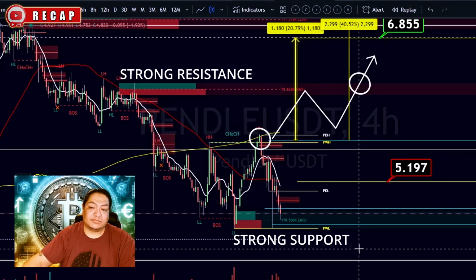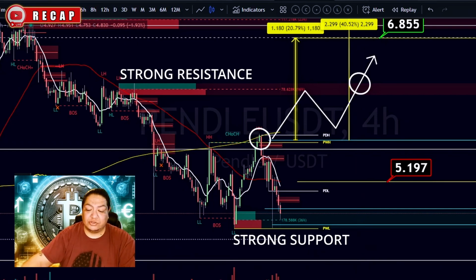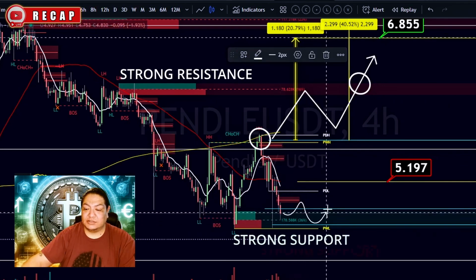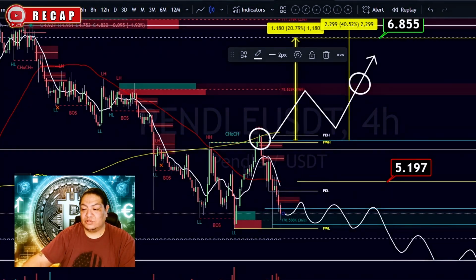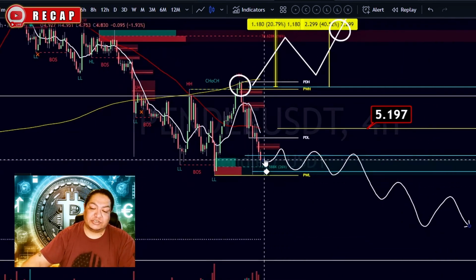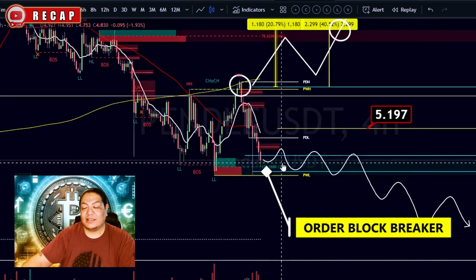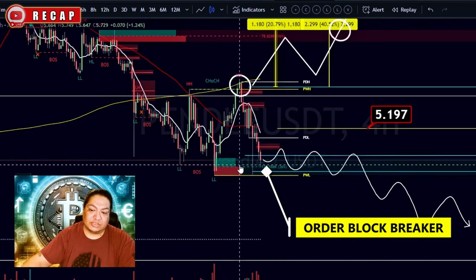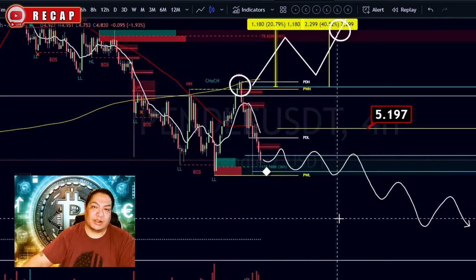Does it work? Sometimes it doesn't. Because what it'll do is the price action will do this and continue going down, and then it'll create another order block. So this would have been an order block breaker. That's what this would have been, because it broke through the order block.